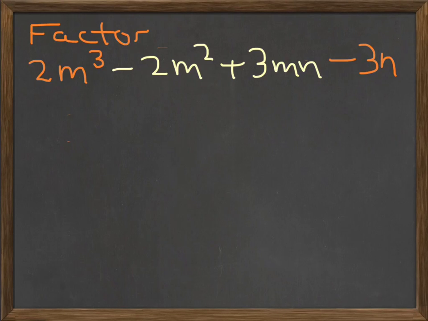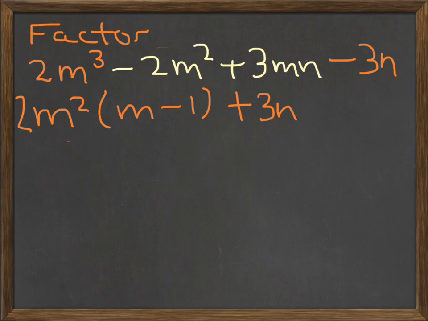where I changed the order, and now I can factor a 2m squared from the first pair, and that would leave me with m minus 1. And I could factor a 3n from the second pair. Pardon me, that would leave me with m minus 1.